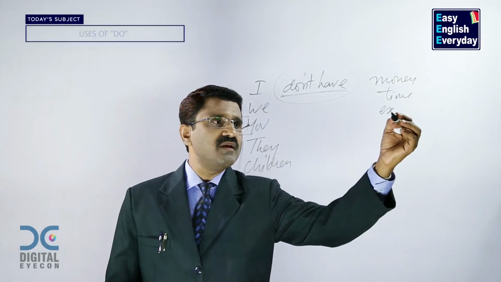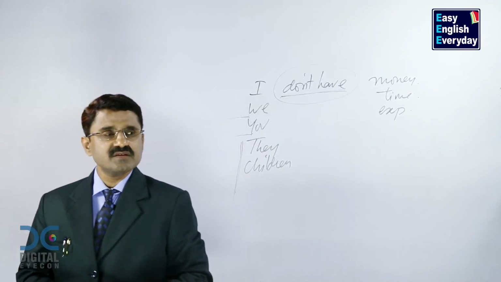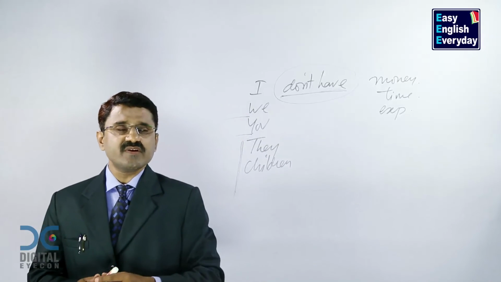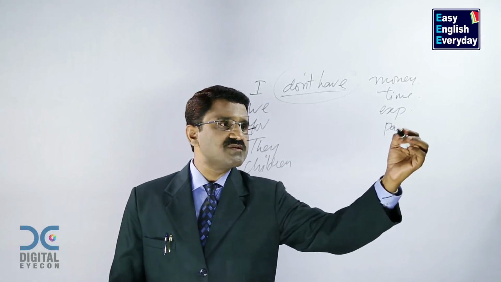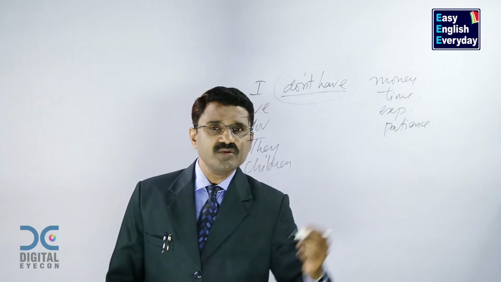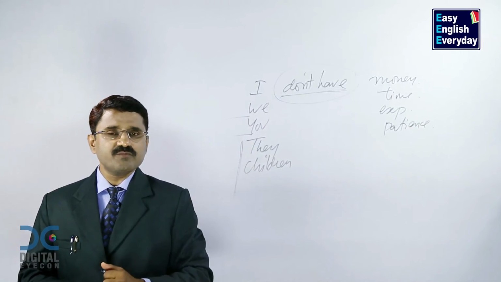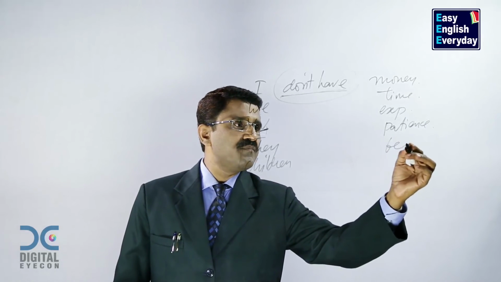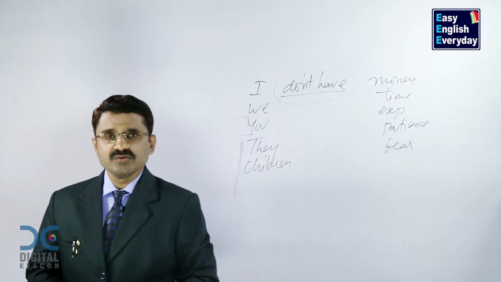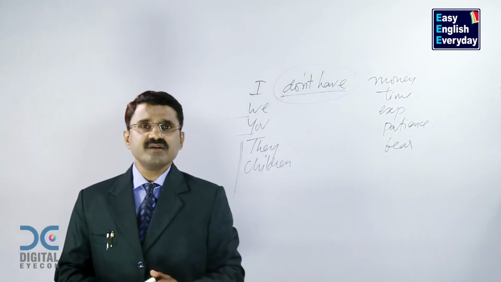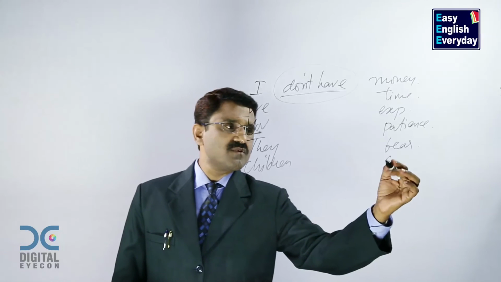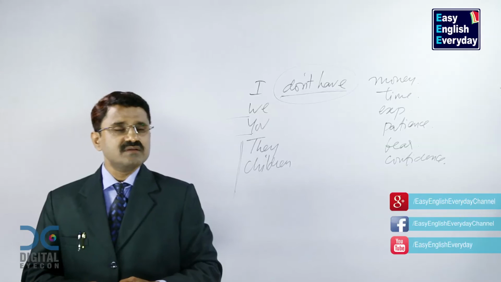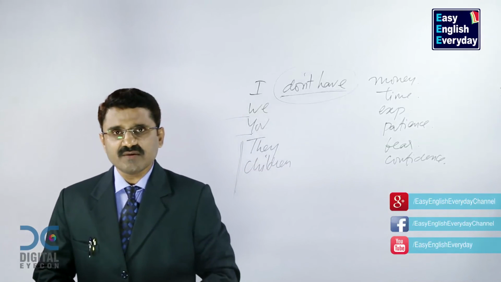I don't have experience. We do not have experience. You don't have experience. They do not have experience. Children don't have experience. I don't have patience. We don't have patience. You don't have patience. They don't have patience. Children don't have patience. I don't have fear. We don't have fear. You don't have fear. They don't have fear. Children don't have fear. I don't have confidence. We don't have confidence. You don't have confidence. They don't have confidence. Children don't have confidence.